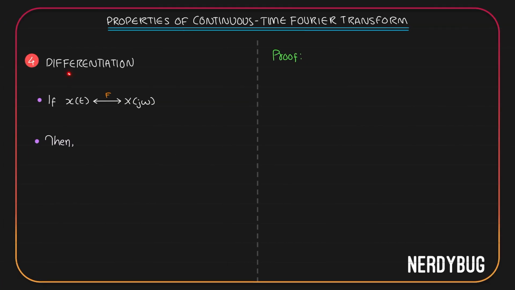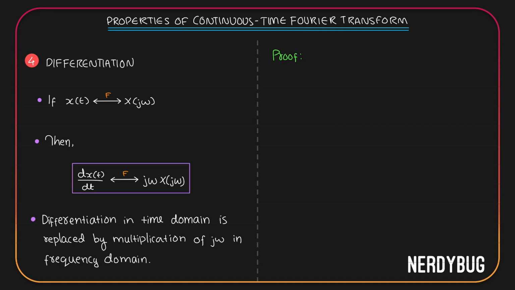So we can write x of j omega is equal to real part of 1 by a plus j omega, that is a by a square plus omega square. The next property is differentiation. If x of t and x of j omega are Fourier transform pairs, then according to this property, Fourier transform of dx of t by dt will be j omega x of j omega. That is, differentiation in time domain is simply multiplication of j omega in frequency domain. Let us prove this.